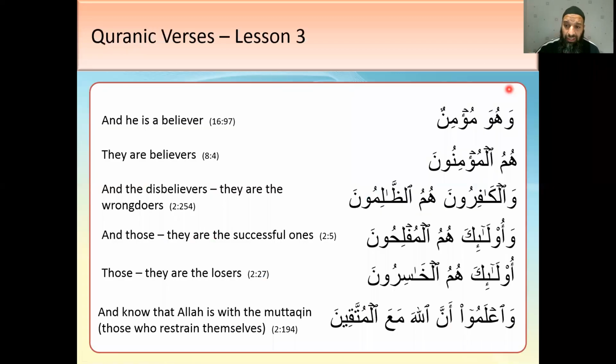Right. So we've got just about 5 minutes left, but I'll see if we can stretch to 10 minutes, because I just want to show you now, inshallah, the translations here. So, a brother, want to translate that? Wahuwa mu'minun, word for word. Wahuwa, he's a believer. And he is a believer. Yes, we've done this one, it came up in our table today.